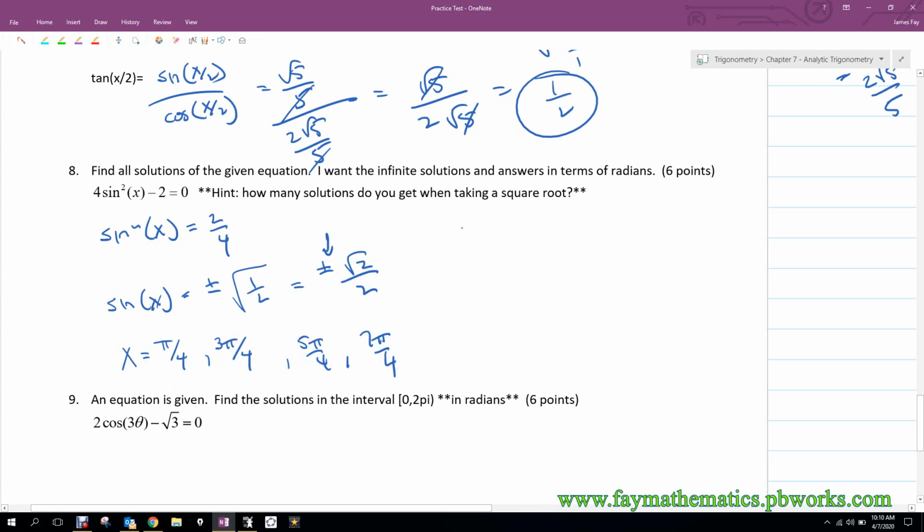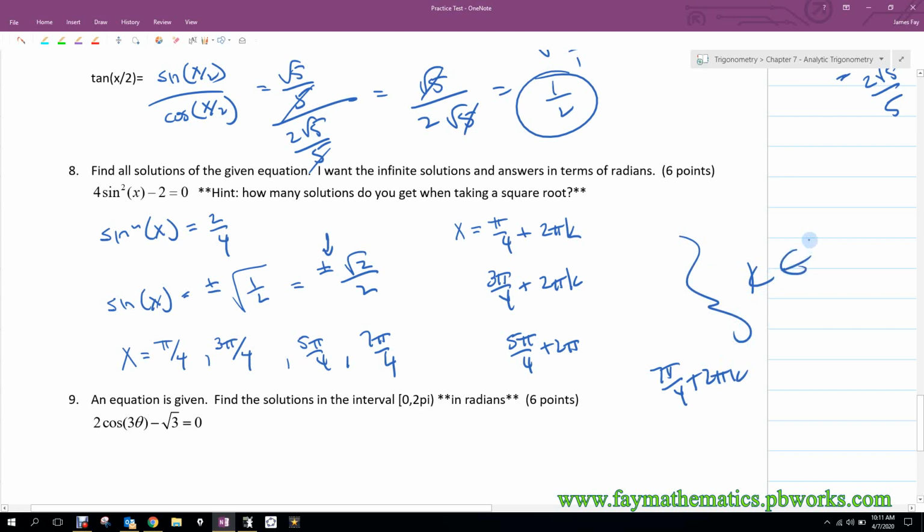Okay. Now the infinite solutions, we're looking for pi over 4 plus 2 pi k, 3 pi over 4 plus 2 pi k, 5 pi over 4 plus 2 pi k, and 7 pi over 4 plus 2 pi k, where k is an integer. And I want to see that you tell me that k is an integer. That can be kind of a pain to write all those out. If you want to do this, I'm okay with that, if you understand that transforms into these 4 things.